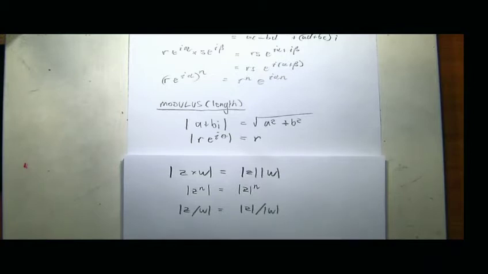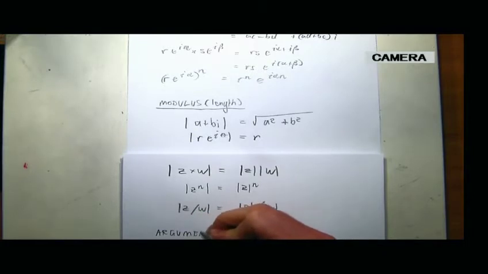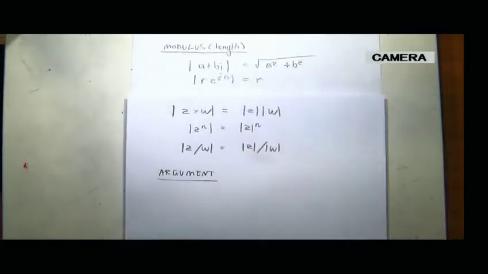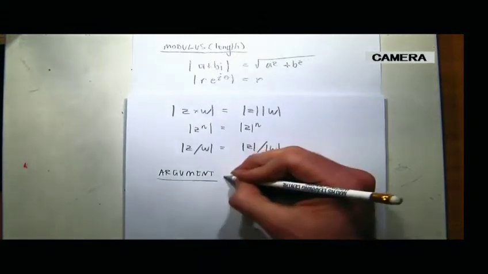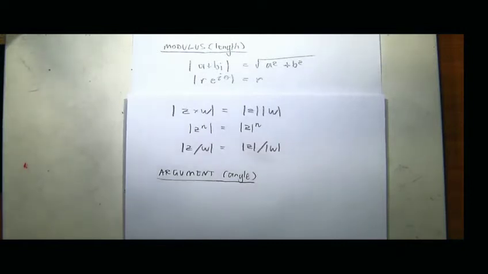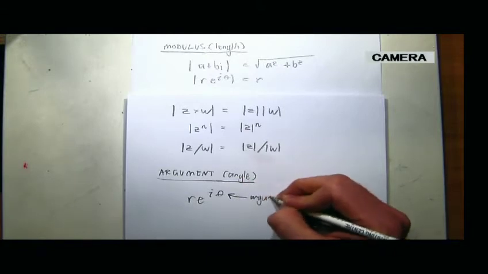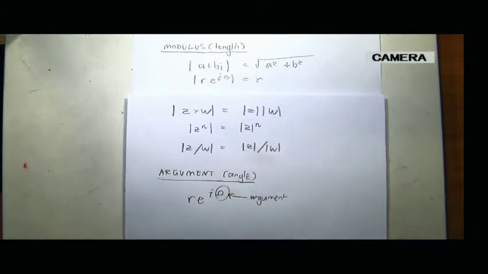All right, see if I've got everything on my pages here. Cool. And then there's a thing called the argument, which is the angle. So when we do our r e to the i theta, that's the argument there, the angle.